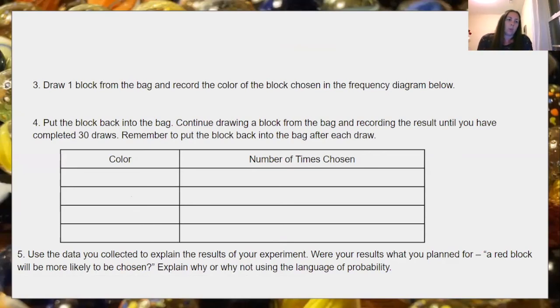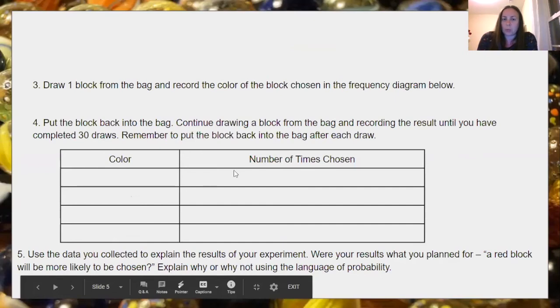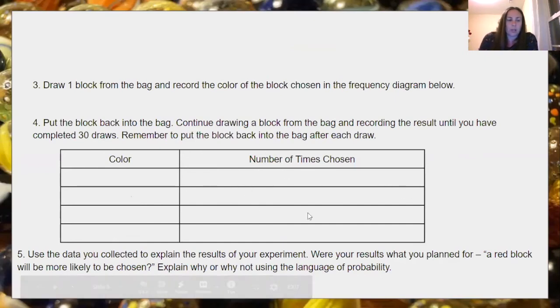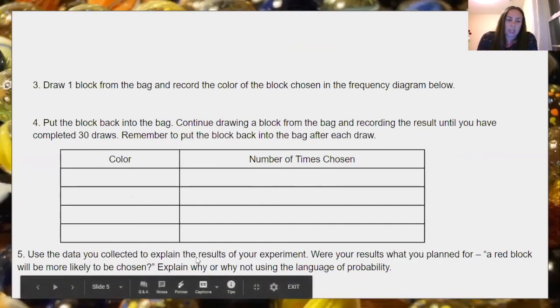Next step, put the block back into the bag. Continue drawing a block from the bag and recording the result until you have completed 30 draws. Remember to put the block back into the bag after each draw. So you're going to write the colors, and as you draw them, you're going to put your tally mark over here. Then you're going to use the data you collected to explain the results of your experiment.